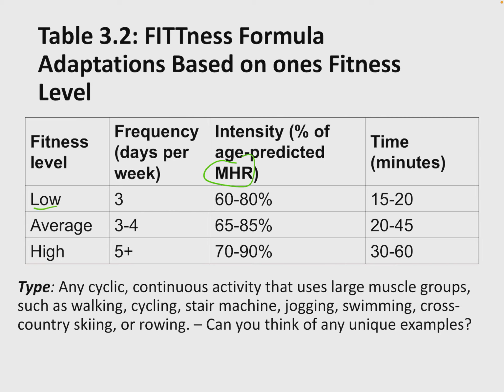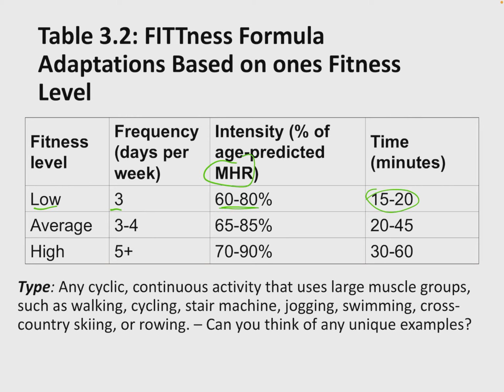So low fitness level here, generally we're recommending 3 days per week with 48 hours of rest in between. Our lower range of our age predicted max heart rate, and typically for a lower amount of time. Somebody who's of average fitness, they can exercise a little bit more frequently, slightly higher intensity, and for a greater length of time. And then our high fitness, now we're getting our back-to-back training sessions, so maybe a couple of days of training, then a rest day, and another couple of days of training, so 5 or more days of training per week, higher percentage of our age predicted max heart rate, and for a longer period of time.